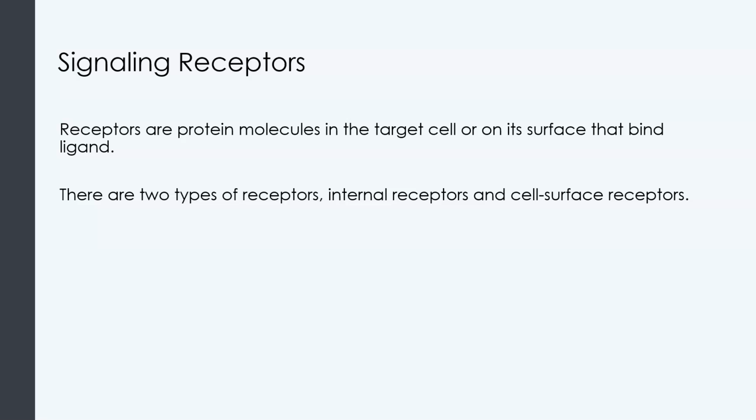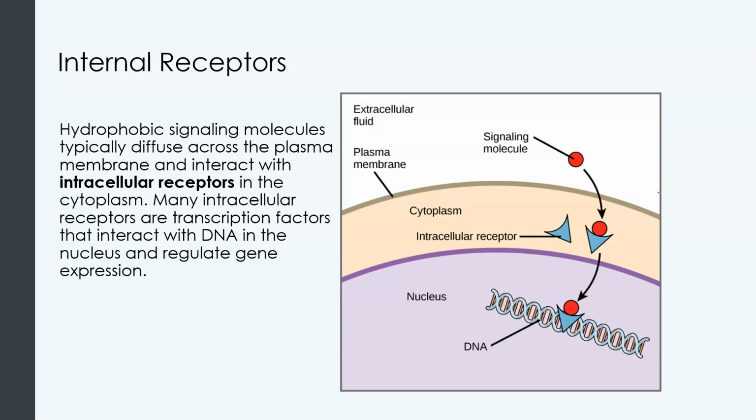Signaling receptors are protein molecules in the target cell on its surface that bind to the ligand. There are two types. There are internal receptors and there are cell surface receptors. Now what you're seeing here is an internal receptor, and you can see that the signaling molecule is hydrophobic. It is diffusing directly through the phospholipid bilayer and binding to that intracellular receptor. And then the intracellular receptor is delivering it to the DNA where it will cause a gene to be activated.